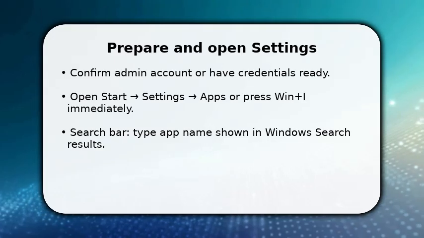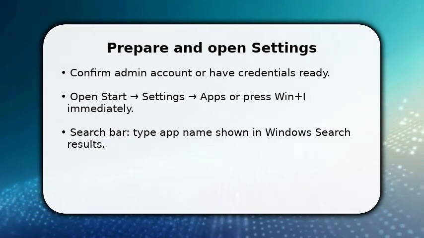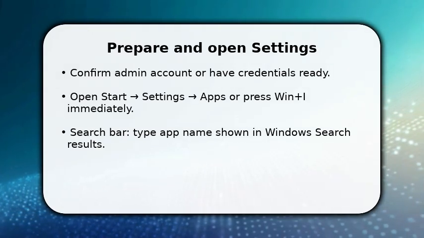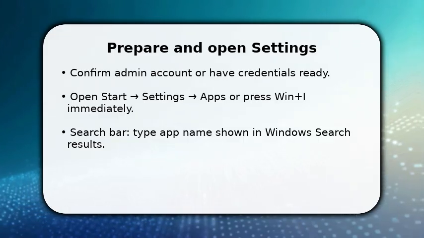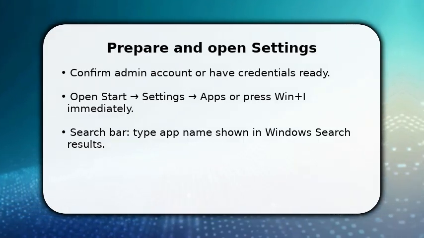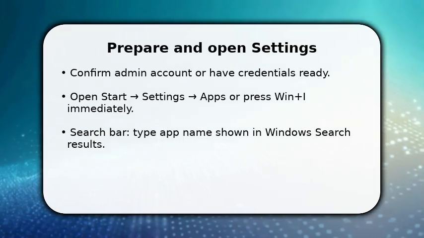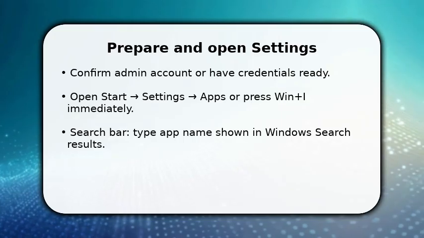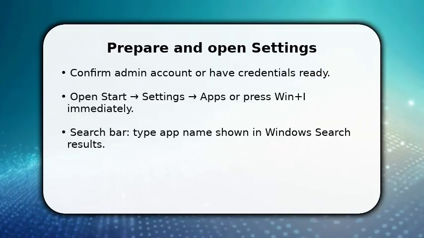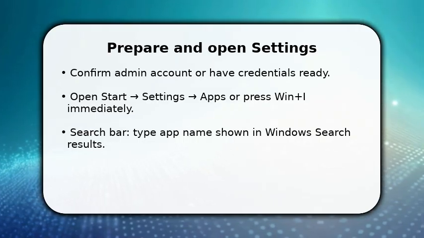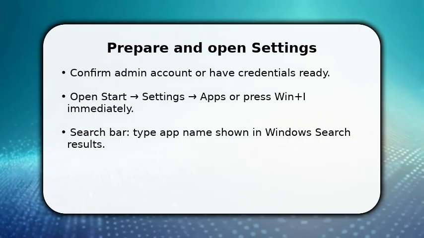You'll start by making sure you have an administrator account. This gives you permission to remove apps. Once ready, open Settings via Start or Win+I, then go to Apps to see installed programs. Type the app name into the Settings search box to locate the exact entry that Windows Search is promoting. Do this now so you're acting on the correct package.